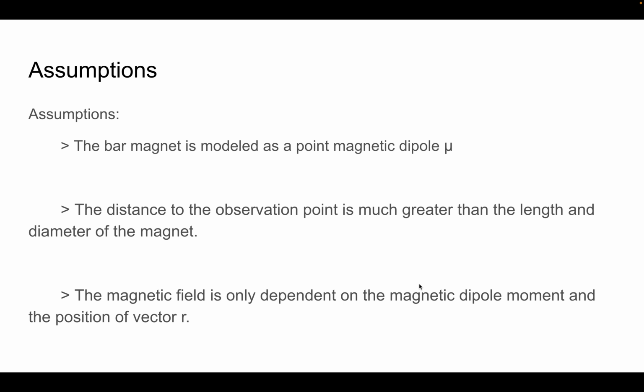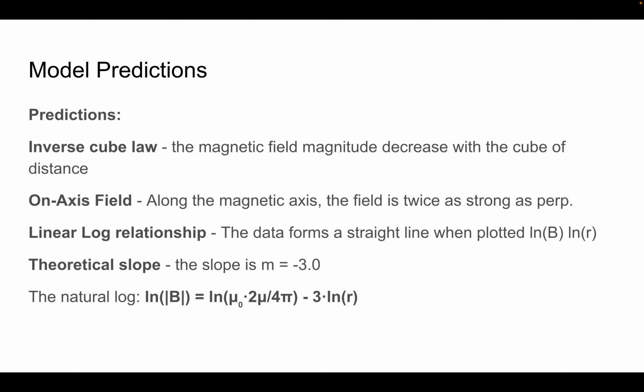We assume that the bar magnet is modeled as a point magnetic dipole. Distance to the observation point is much greater than the length and diameter of the magnet. The magnetic field is only dependent on the magnetic dipole moment and the position vector r. These are the predictions of our formulas.